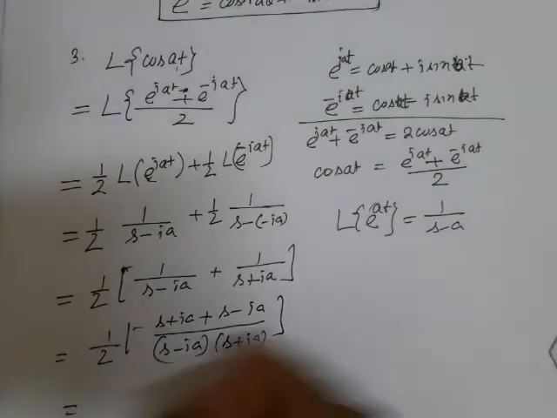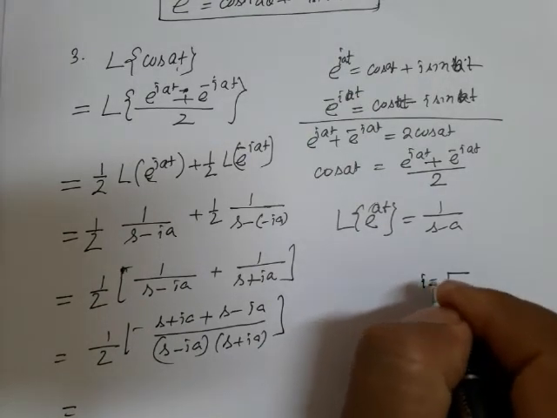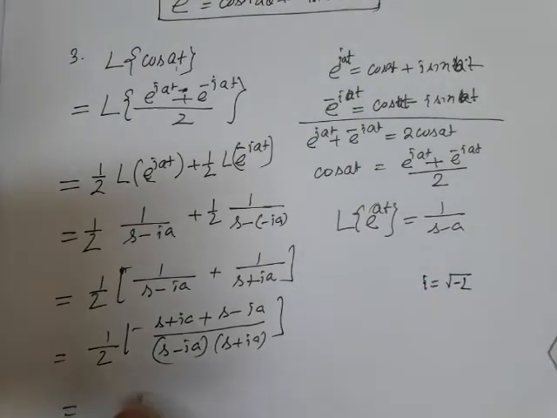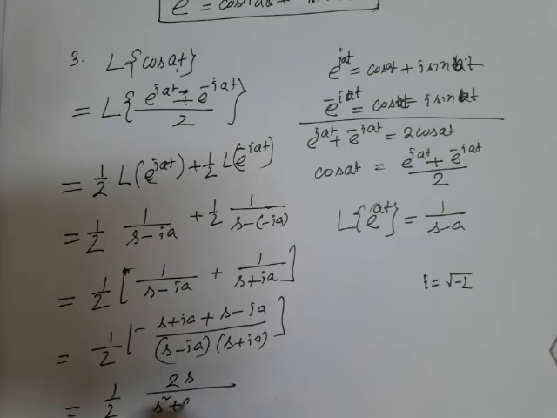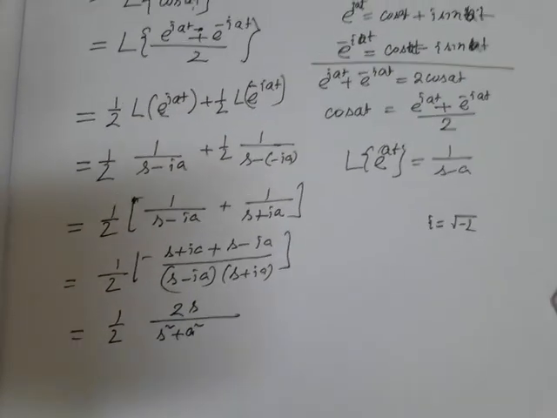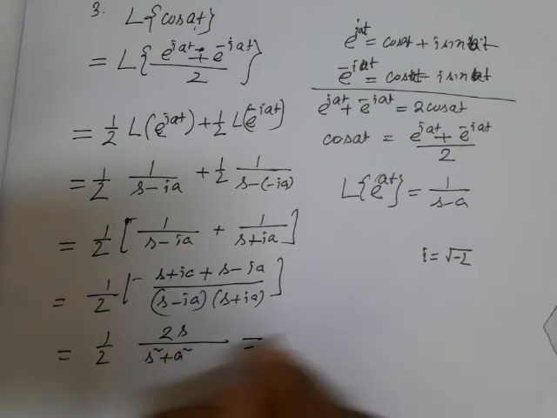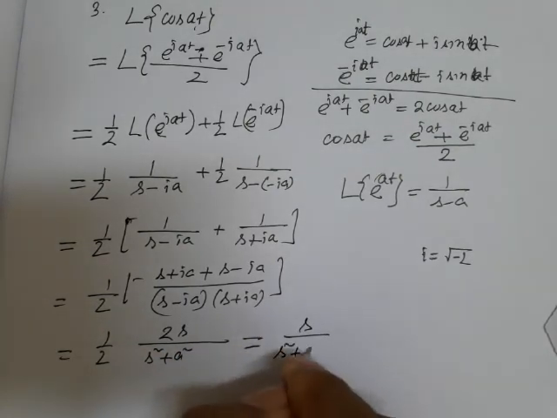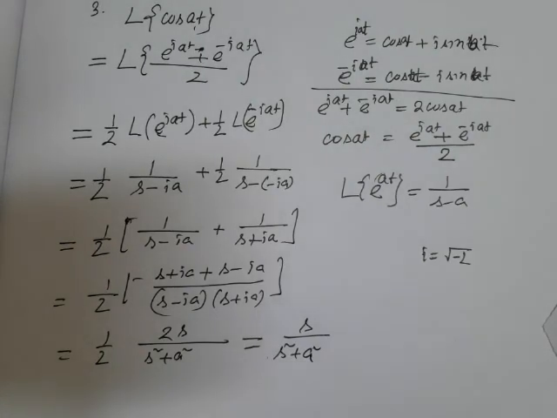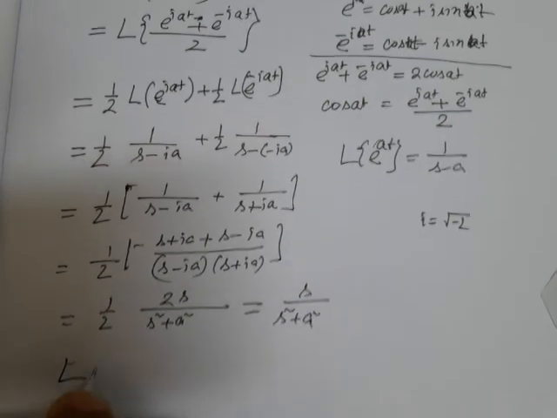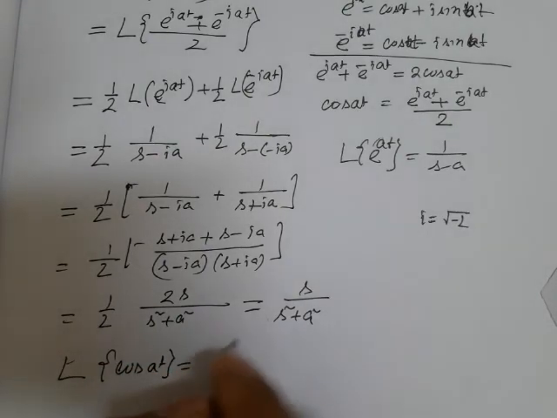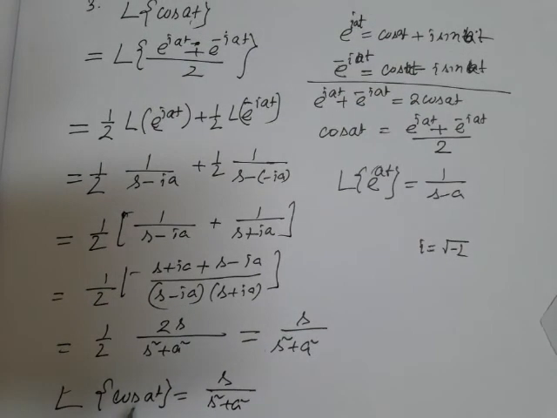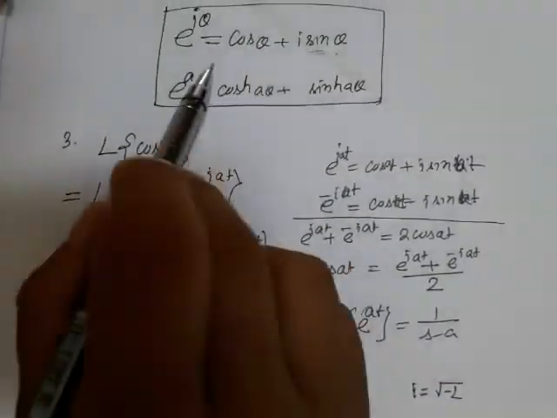Okay, this i is equal to root over minus 1, that's a complex term. So what you will get here is twice s in the numerator, and here s square plus a square. So the 2 cancels, and you will get s by s square plus a square. Okay, so now we have proved here: L of cos of a t equals s by s square plus a square. So to prove this, we have used this formula.